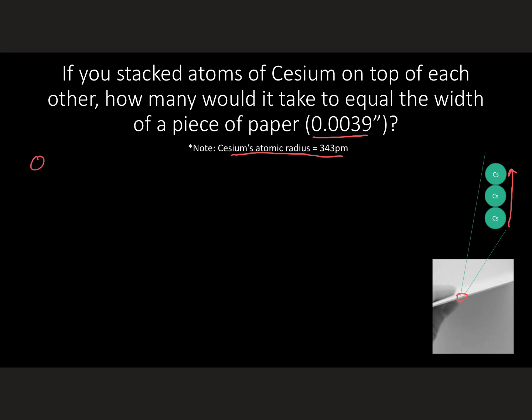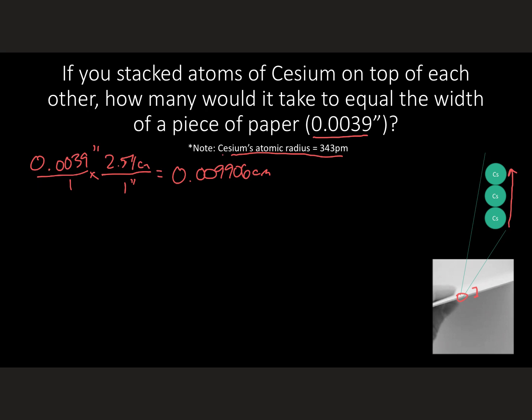Let's start with 0.0039 inches. Well, anything in science we're normally dealing not in US customary, right? So let's convert 1 inch to centimeters. Okay, so that's going to give us 0.009906 centimeters for the width of the paper. So we already know how big this is.